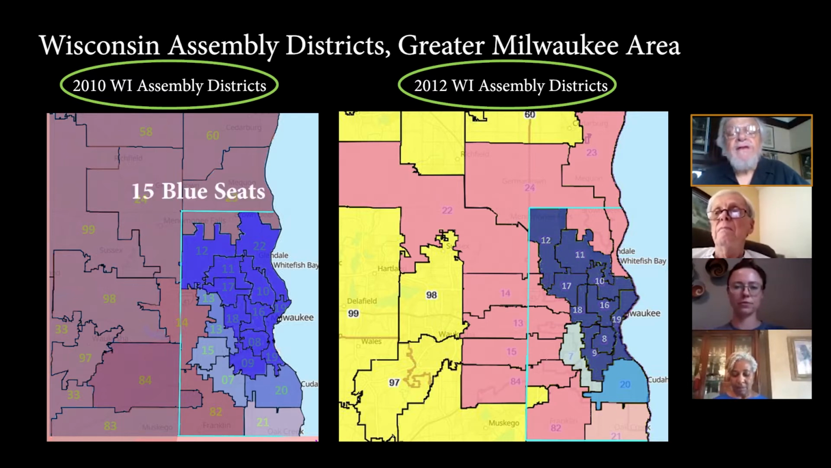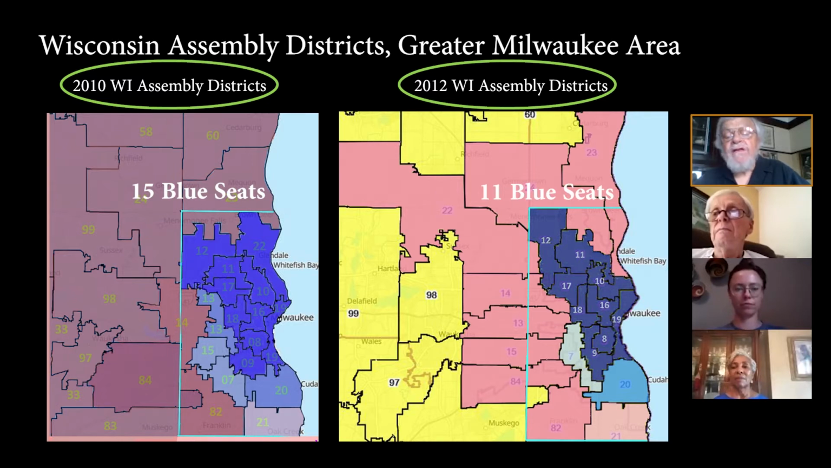In 2010, there were 15 blue seats. In 2012, there were 11 seats won by the Democrats. That's a change of 4, almost all due to the gerrymander. In fact, 2012 was a better Democratic year than 2010, but they won a lot fewer seats, as you can see. The second point I would make is look at the shape of the districts.